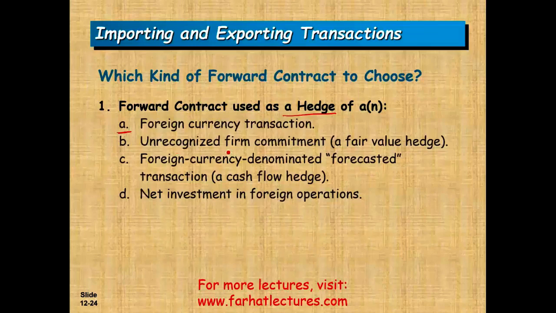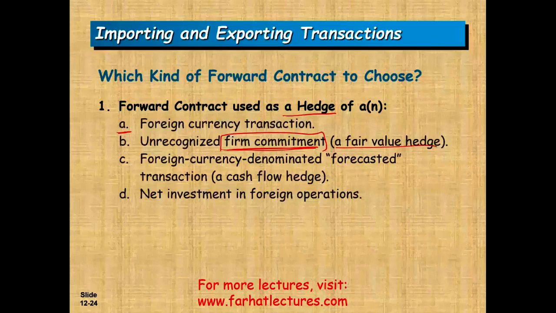You could have unrecognized firm commitment. And what is unrecognized firm commitment? This is when you enter into a contract to buy something in the future. So you have a firm commitment. Firm commitment means you enter into a contract and that's it. You're going to have to buy the item. We call this a fair value hedge, and we'll work an example later about fair value hedge.